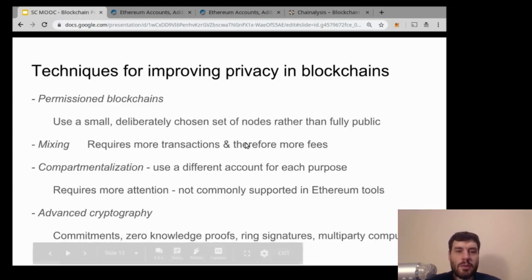Now, there are a lot of approaches to improving privacy in blockchains. I just want to talk at a high level about some of these. We won't really go into much detail. Really, the main point of this lecture is just to make you aware of this concern.